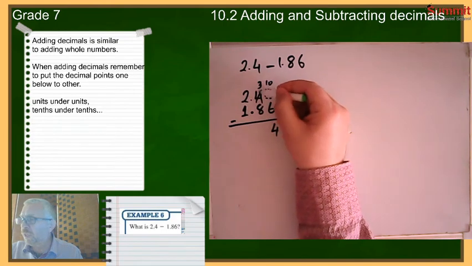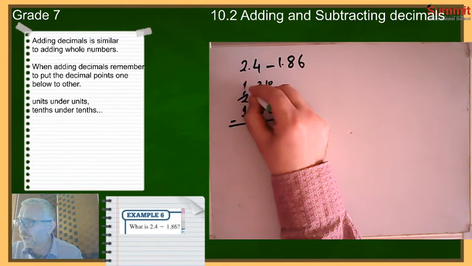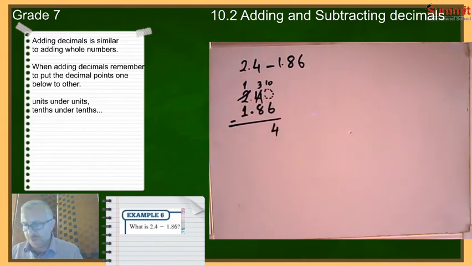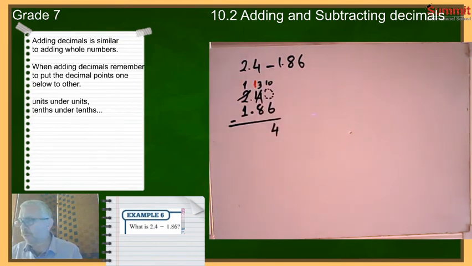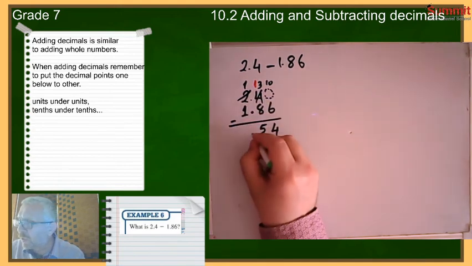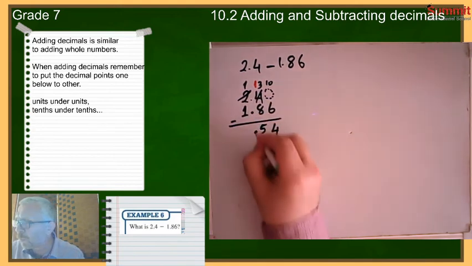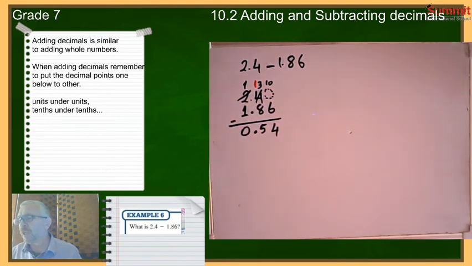Here from 3, we cannot subtract 8. We are going to take from here, and we will have 13 now. 13 minus 8 will be equal to 5. Decimal point under decimal point, and now 1 minus 1 will be 0. The result is 0.54. Now with this one we finish our lesson for today.